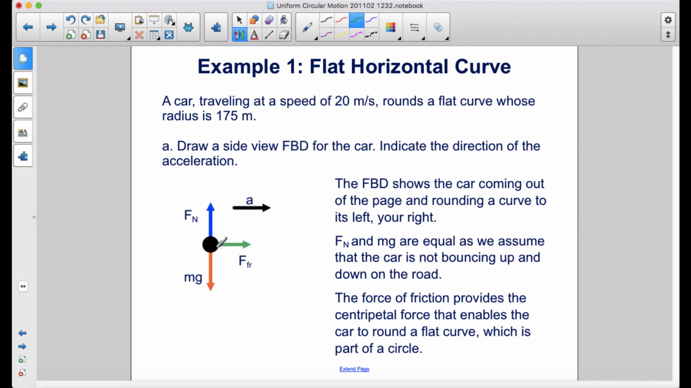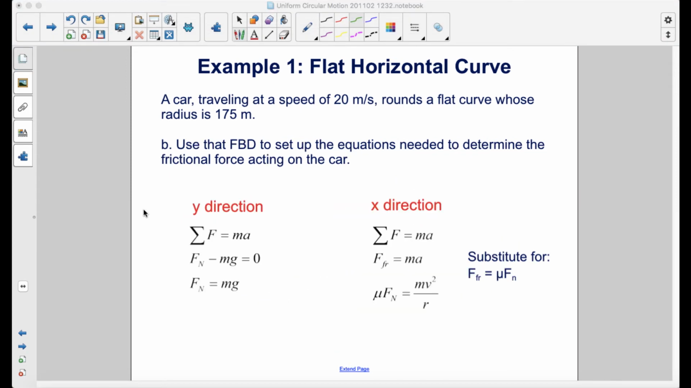The free body diagram shows the car coming out of the page and rounding a curve to its left, or your right. So it's going to round the curve like that. The normal force and mg are equal, as we assume the car is not bouncing up and down on the road. The force of friction provides the centripetal force that enables the car to round a flat curve, which is part of a circle. We can first find the normal force by analyzing the y direction.